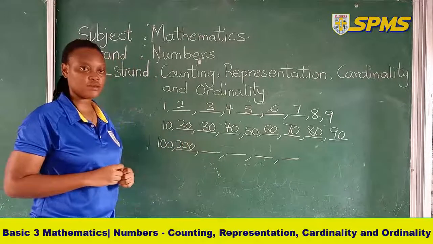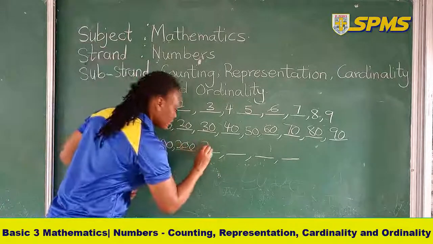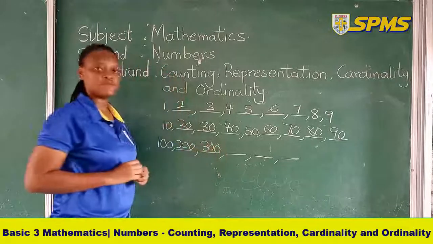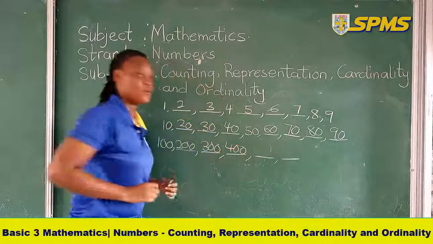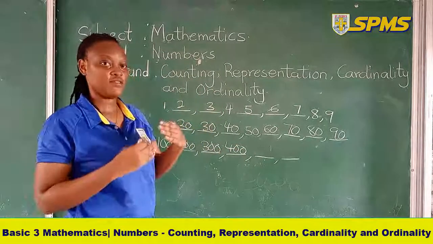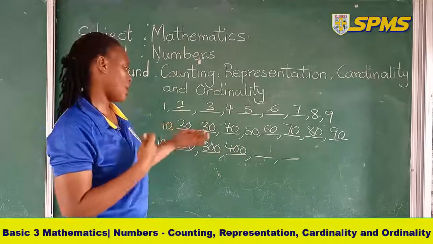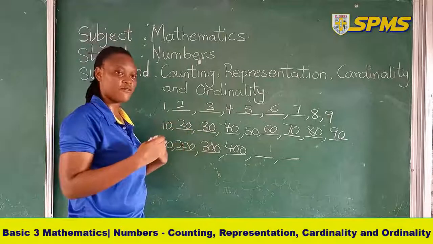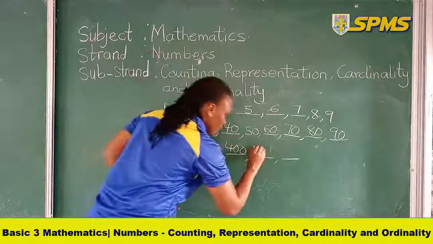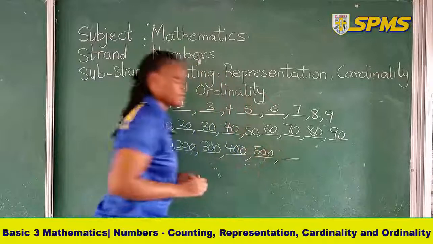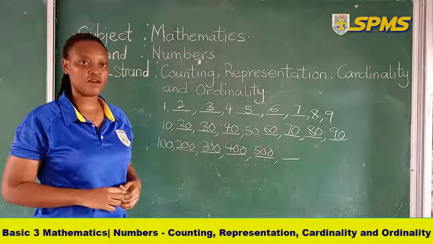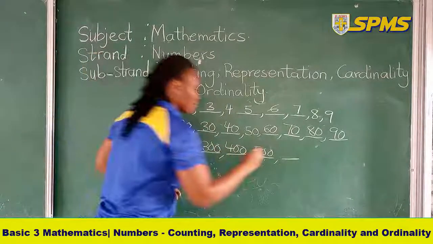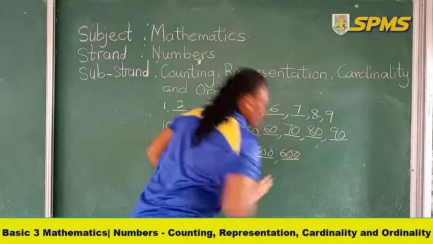The next one, 300. The next, 400. We are adding 100. Is that okay? So our next one, when we add 100 to the 400, we have what? 500. And then our last hundreds will give us what? 600. Very good.